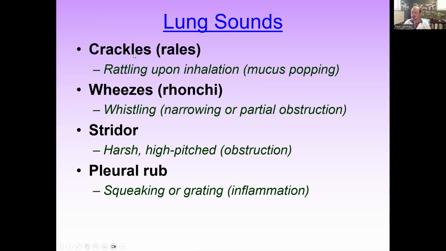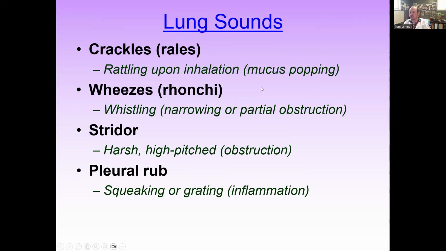Rales is an old-fashioned term for crackles, and rhonchi is an old-fashioned term for wheezes. You do need to know these other terms because they will slip in out of different cases and different references in the textbook. Crackles are going to sound like bubble wrap being rubbed together. It's the mucus inside the alveoli popping open upon inhalation.